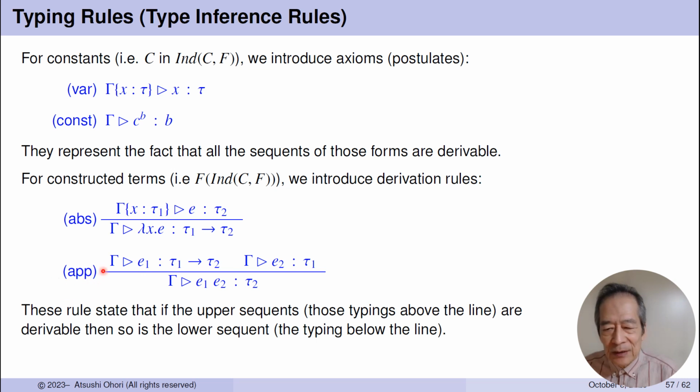So in this case, we have two typings. One is this one, and the other one is this one. This rule states that if both of these typings are derivable, then this conclusion typing, this lower sequent, this typing is also derivable. So this is a typing rule, right?